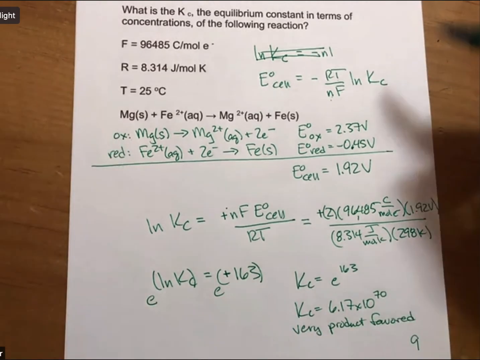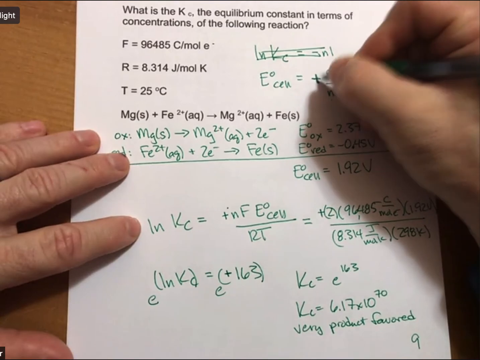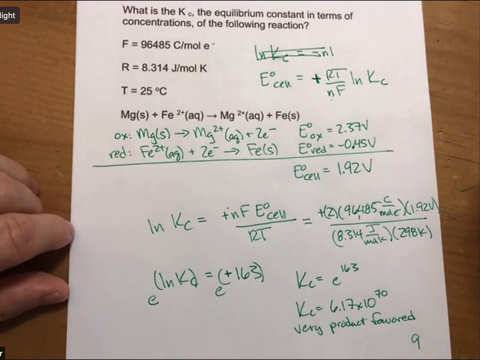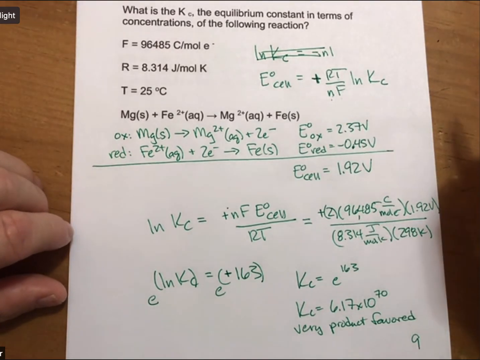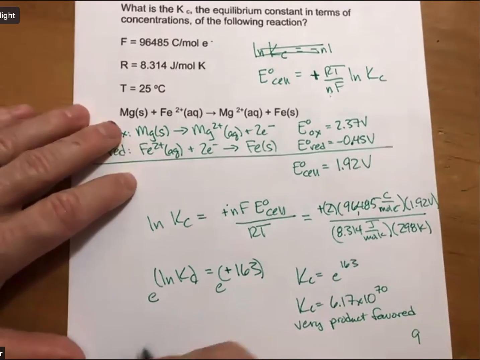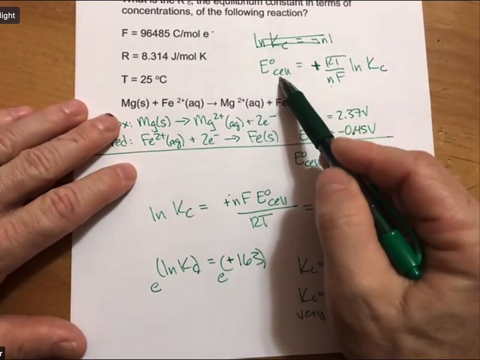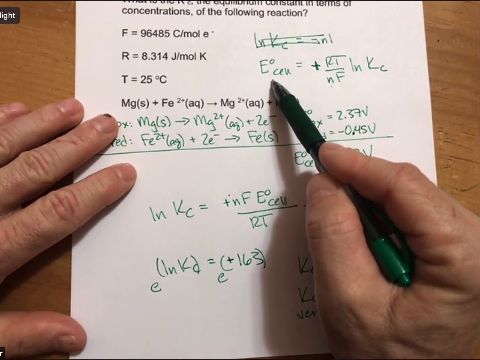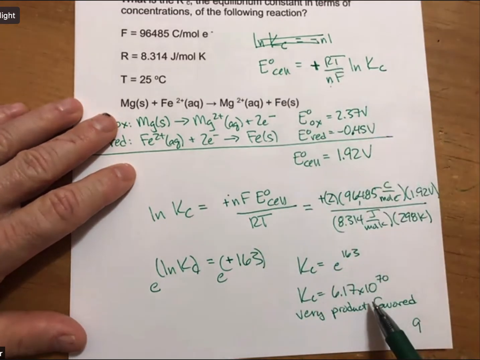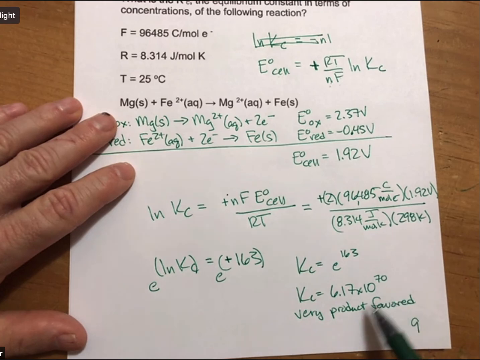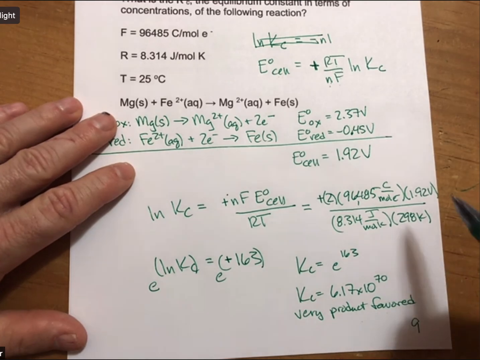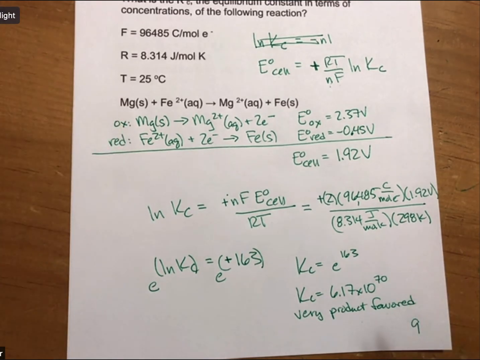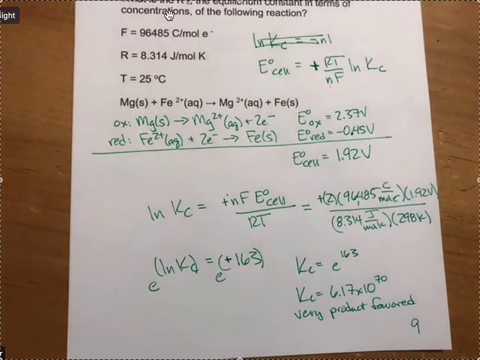And I'm sorry, I messed that up. Let me put my plus sign in here now. Sorry, I got confused with the delta G equation for that. So what we will see is that while E naught cell is positive for a spontaneous product favored reaction, Kc is very large with a positive exponent for a very product favored reaction, and delta G is large and negative for a product favored reaction that is spontaneous. That's what I have for that one.